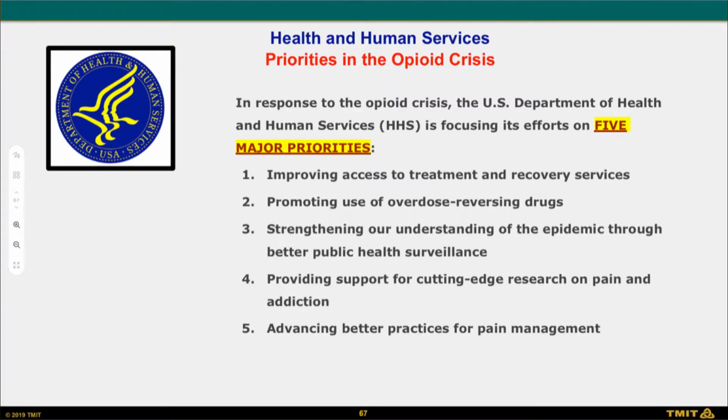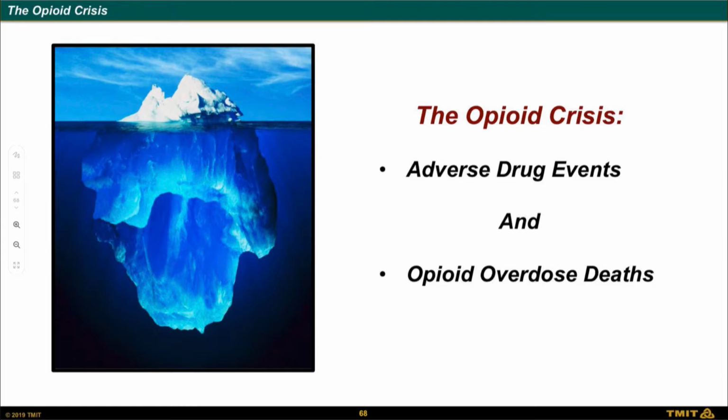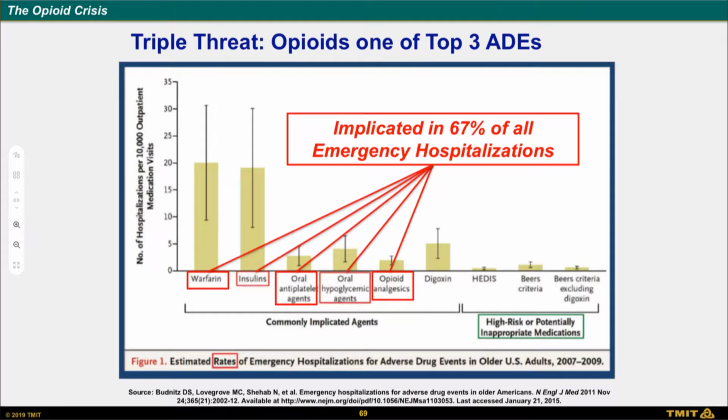The next slide describes the triple threat. And, you know, we put this in there to really highlight the fact that when the emergency hospitalizations for adverse drug events were looked at between 2007 and 2009, oral antiplatelet agents, oral hypoglycemic agents, and opioid analgesics were implicated in 67% of all hospital admissions.